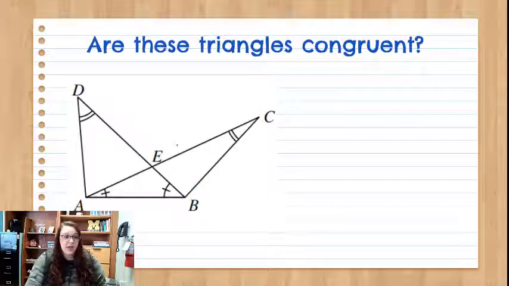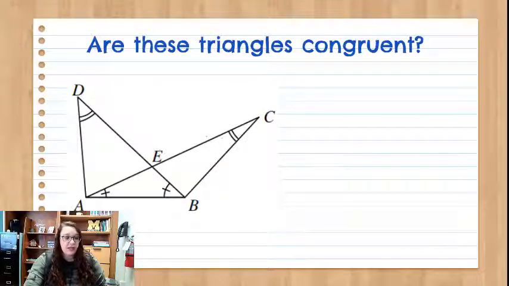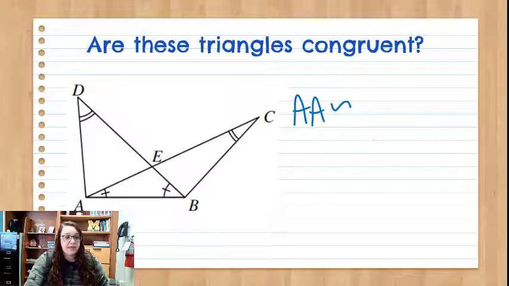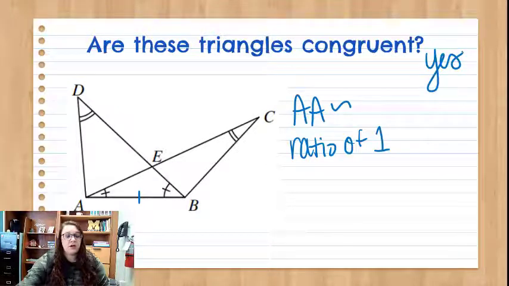Here's our next one. I've got these two triangles, they're overlapped on each other, but I notice angle D and C match, so I've got one angle already, and then angle CAB and angle DBA also match. So angle-angle similar, and they share AB. It's congruent to itself, so they have a ratio of 1. So yes, they are congruent.